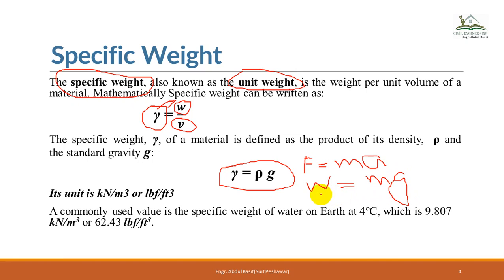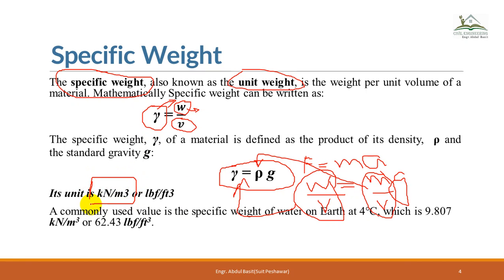This is the situation. So if you divide both sides of the equation by V, by volume, this is actually the density, and this other thing is gamma, the unit weight. So this is how this equation can be adjusted. You can say weight has a unit of newtons or pounds, so the unit weight will have a unit of kilonewton per meter cube, or sometimes pounds per foot cube.